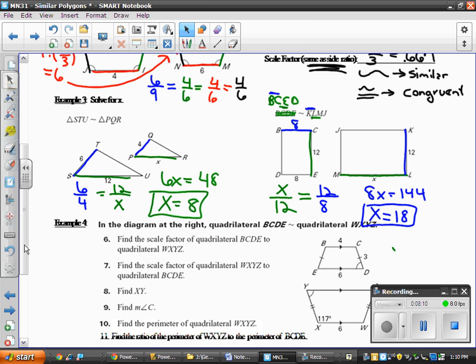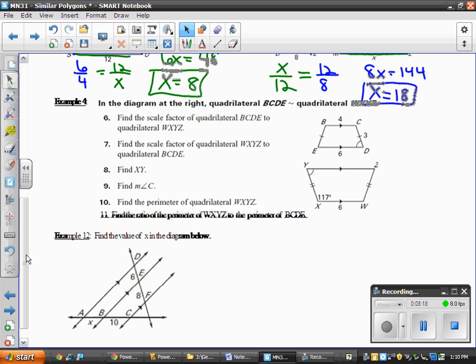So again, I could have used the scale factors to solve those. I still go back to proportional reasoning just because I like proportions so much. But here we're going to be kind of forced to use scale factors, so I figured this would be a good one to show again. It says find the scale factor of quadrilateral BCDE to quadrilateral WXYZ. Now the one thing I'm going to mention is the way it's written is really important.